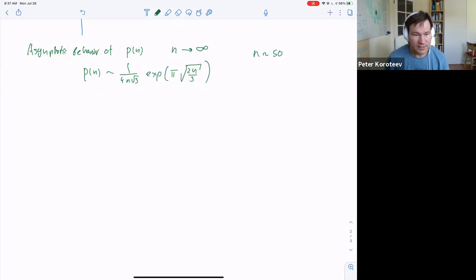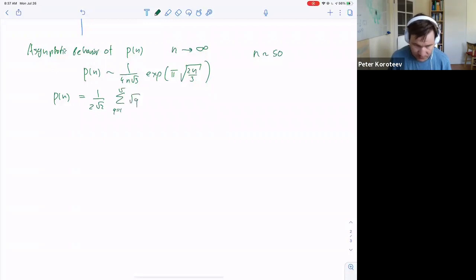So the full formula is like this. P of n is equal to 1 over root 2 times the sum over q from 1 to infinity of square root q, A_q of n, psi_q of n. And it's kind of a Fourier series, an expansion of this harmonic sum of omega_{p,q} exponential of negative 2 pi i p n divided by q. Here i is the imaginary unit, so i squared is equal to -1.